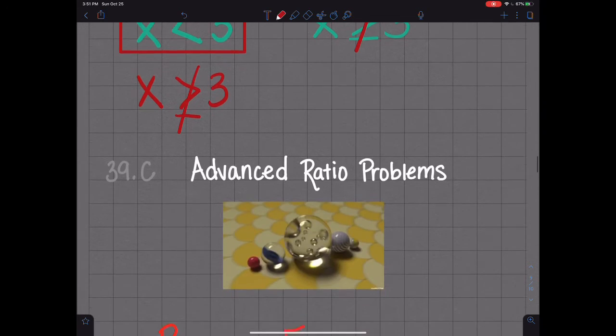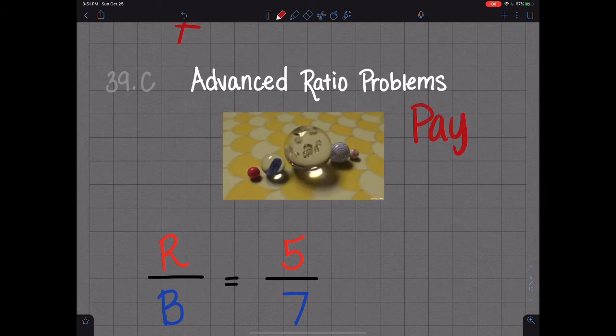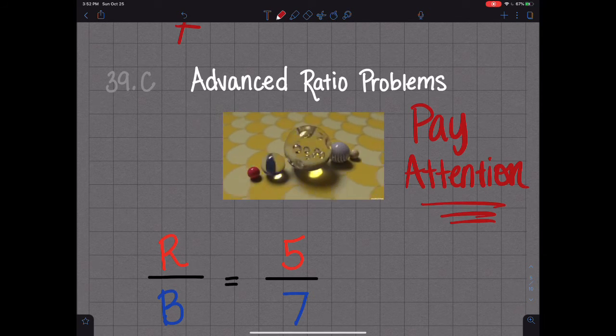That's the not. Okay, now on 39.C, this is on page 157, we're going to do advanced ratio problems. Now this is where you really need to pay attention. So if you're skipping ahead, I hope you at least see this little sign to yourself. Pay attention, this is super important. I put a picture of marbles here because it's going to talk about marbles soon, but you're also going to lose your marbles, meaning go nuts, trying to solve some of these problems because these are really, really hard.